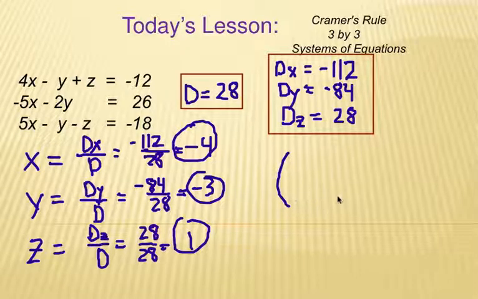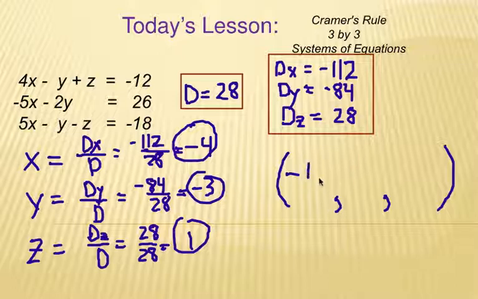Now, in a x, y, and z system, you can also see answers written in a triple pair here. So that's going to be negative 4, negative 3, positive 1. Sometimes the solution is written that way.